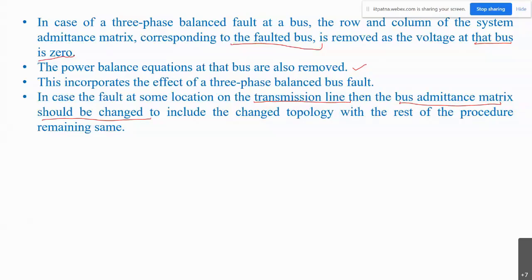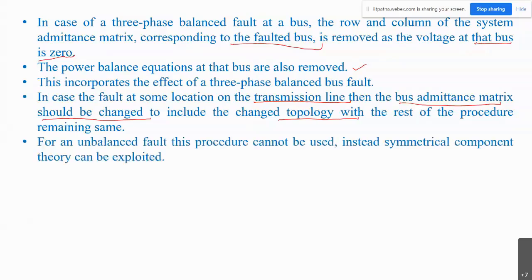We'll discuss how the bus admittance matrix and the network equation will change when the fault is at the middle of the transmission line, shorted to the ground. In fact, it will behave like a pi model. So obviously the elements of the admittance matrix and the network equation will change because of the change in topology. Then the rest of the procedure will remain the same. So this is in case of the three-phase balanced fault.